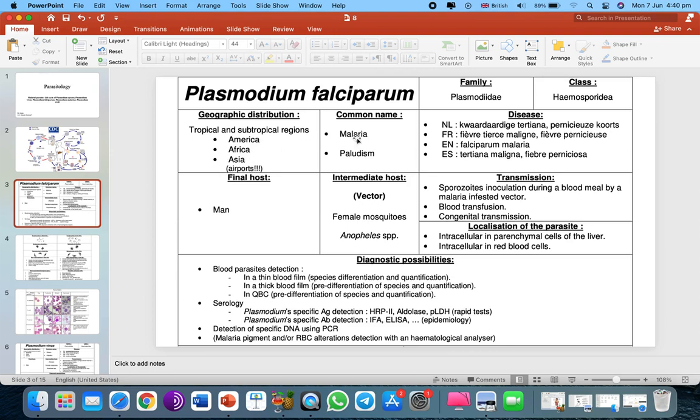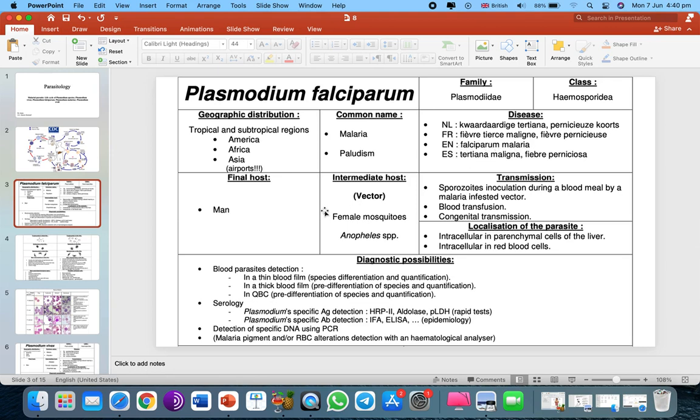Okay. So the name of the disease is malaria. The common name of the disease is malaria. Plasmodium falciparum is the parasite, but the disease is called malaria. Okay, sorry, this is the common name. The common name is malaria, but the disease name is falciparum malaria. This is because it is specific for falciparum malaria.